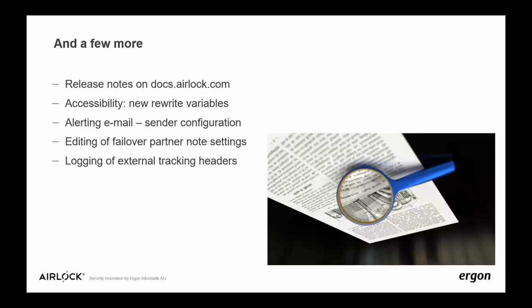Additionally, the alerting email can now be changed, so the sender configuration can be adapted. So if you set up alerting for when events happen, like a configuration activation has been done, or there were too many blocks on the system, there's something going on, you can set up the alerting, and the sender configuration is now changeable.